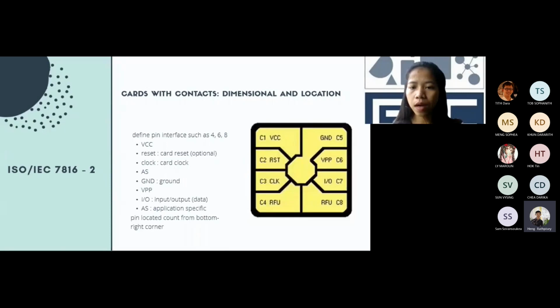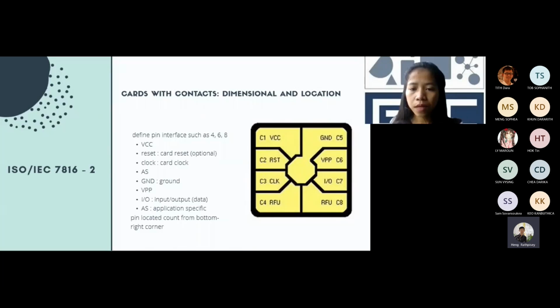This part 2 is about dimensional allocation. In this part we focus on the pin interface of smart cards. For ISO 7816 cards, the designers design with 8 pin allocation, and each pin allocation has its own task. It's like VCC, reset, clock, ground, input or output, data, or application specific. And for the pin count, we count from the bottom right at the corner.